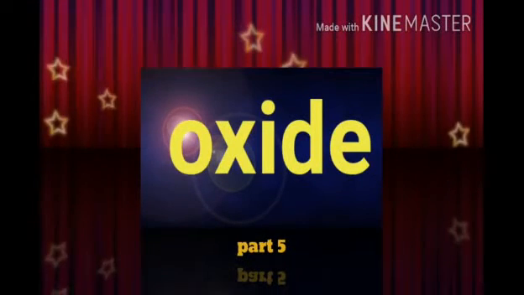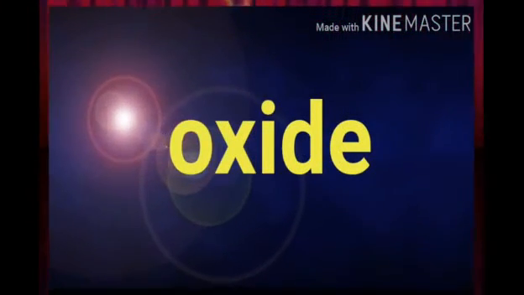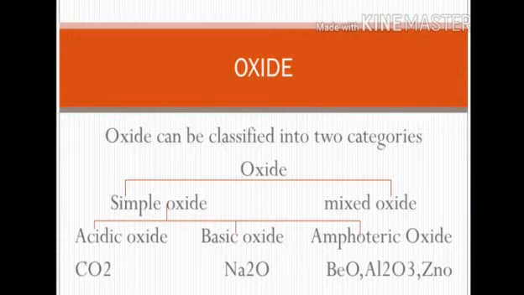P-block elements part 5. Here I am going to discuss the oxides formed by the P-block elements. Oxides can mainly be classified into two categories. The first one is simple oxide and the other is mixed oxide. Simple oxide can again be classified into acidic oxide, basic oxide and amphoteric oxide.